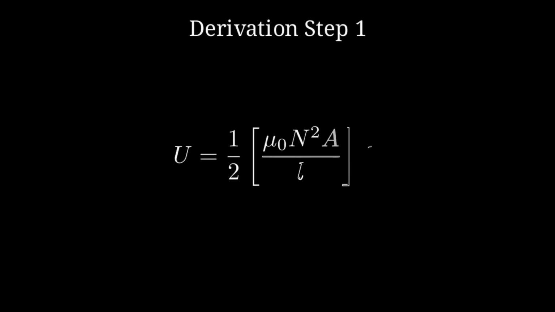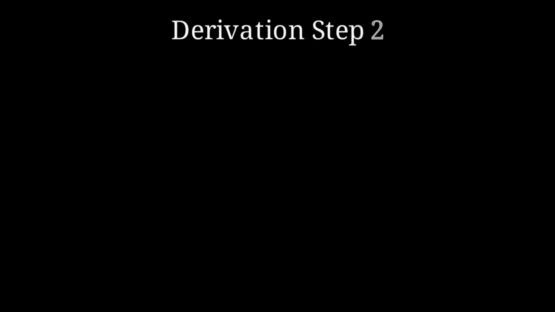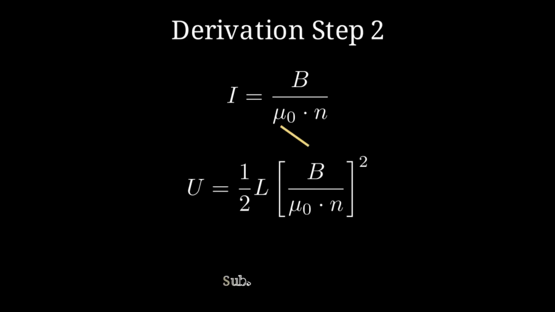We substitute the geometric formula for inductance into our energy equation. Notice how the area and length are now explicitly part of the energy expression. Next, we express current in terms of the magnetic field B. Since B is what actually holds the energy, this shift is crucial for finding a field-centric formula for energy density.